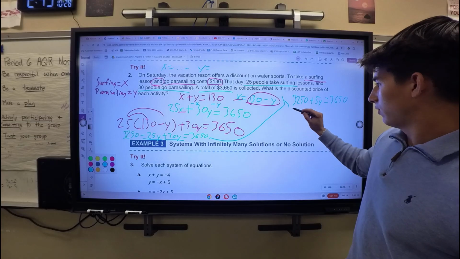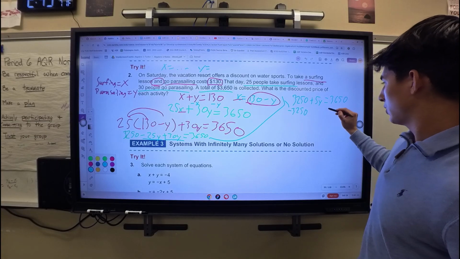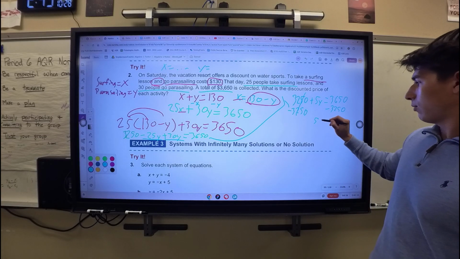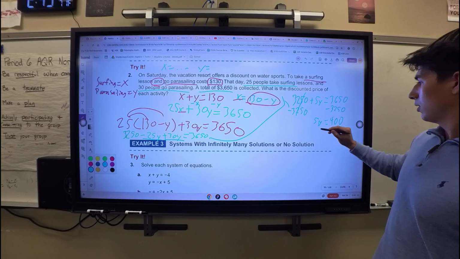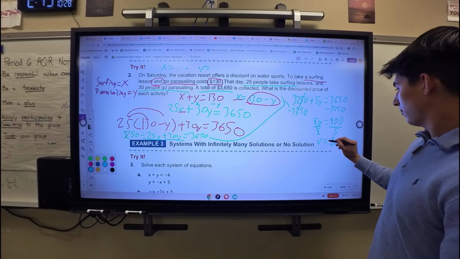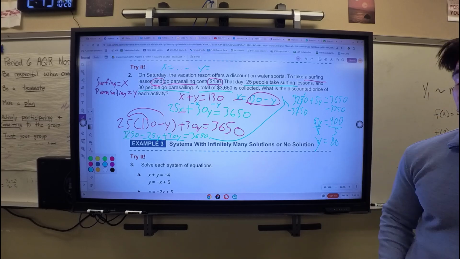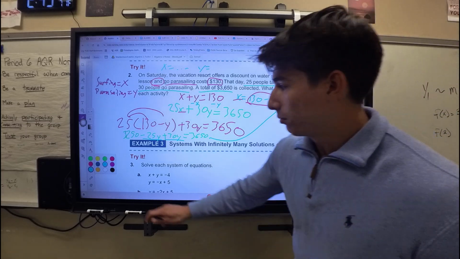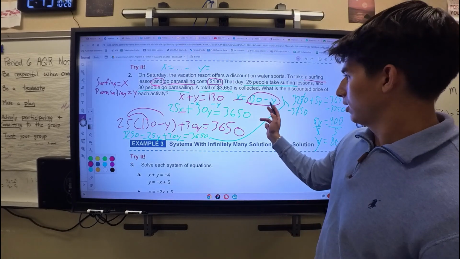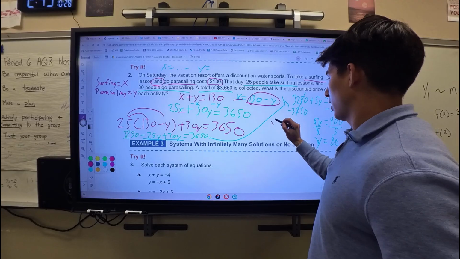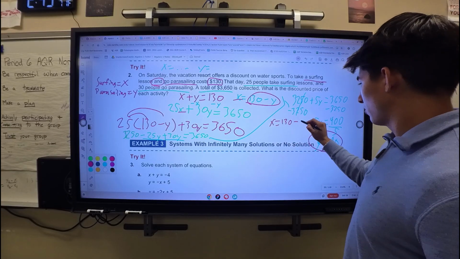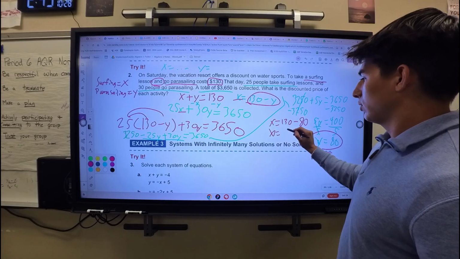Now, subtracting 3250 from both sides, because this is just a two-step equation. This cancels. 5Y equals 400. Divide by 5. Y equals 80. Okay, so now we have our Y, but we still need X. But thankfully, we circled what we were going to use to find X right at the beginning. It's right here. X equals 130 minus Y. So X equals 130 minus, we said Y was 80. So 130 minus 80. So X equals 50.